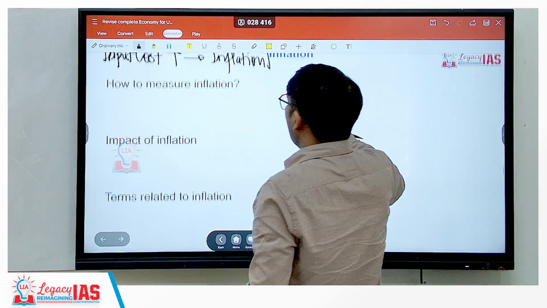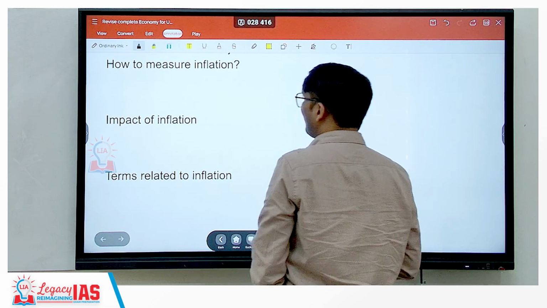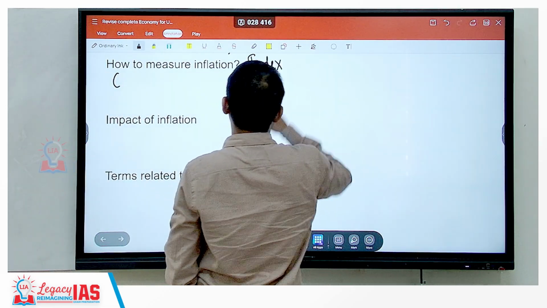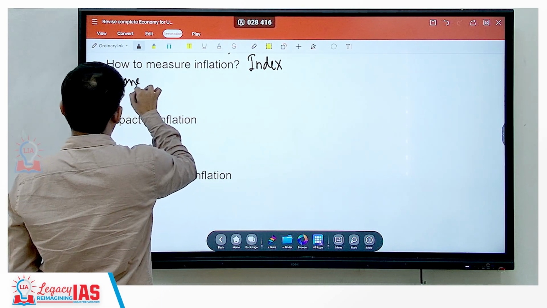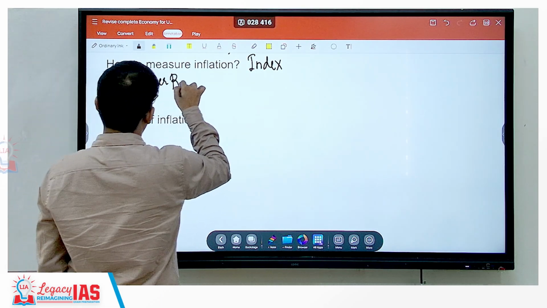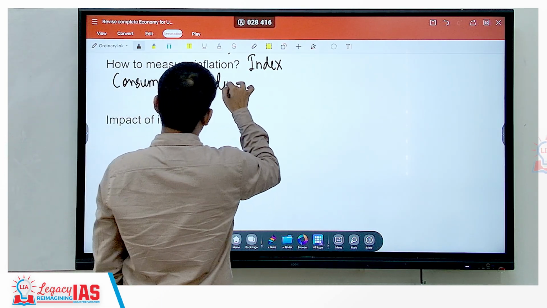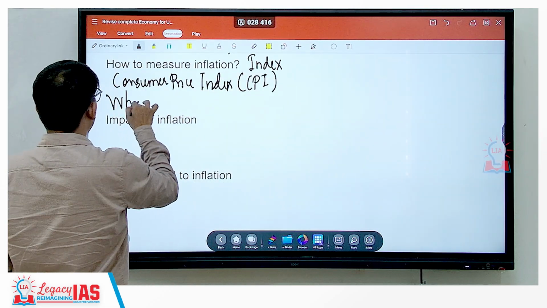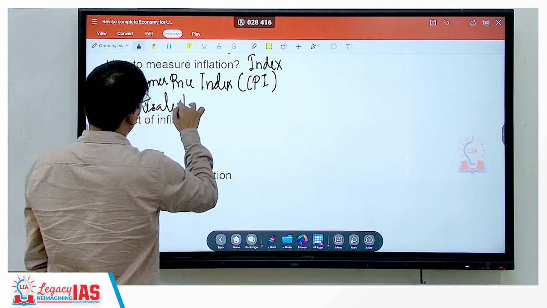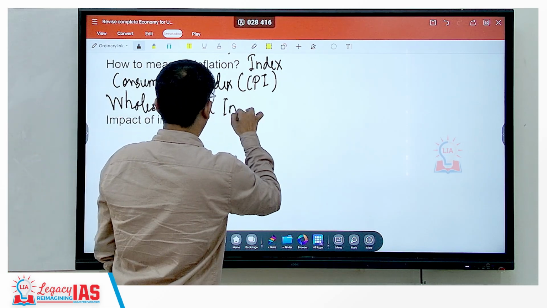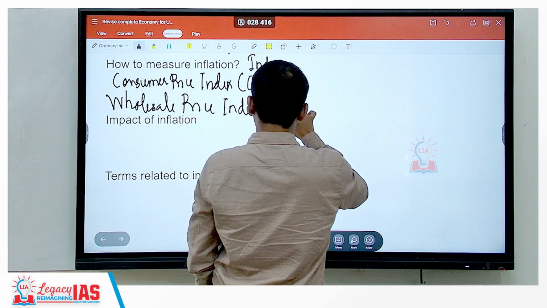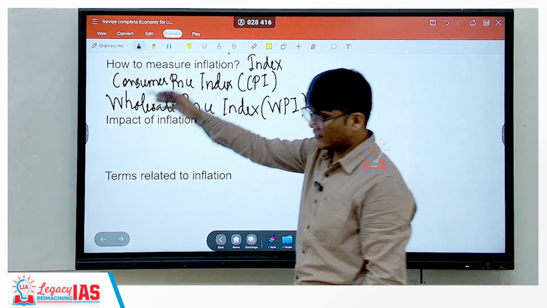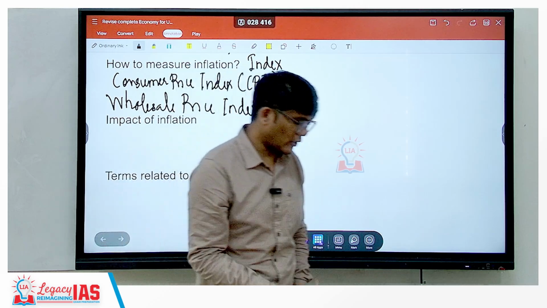Clear? Now how to measure inflation? Inflation can be measured with the help of an index. There is the consumer price index, that is your CPI, and there is the wholesale price index, that is the WPI. Consumer price index is at the consumer level, wholesale price index at the wholesale level.